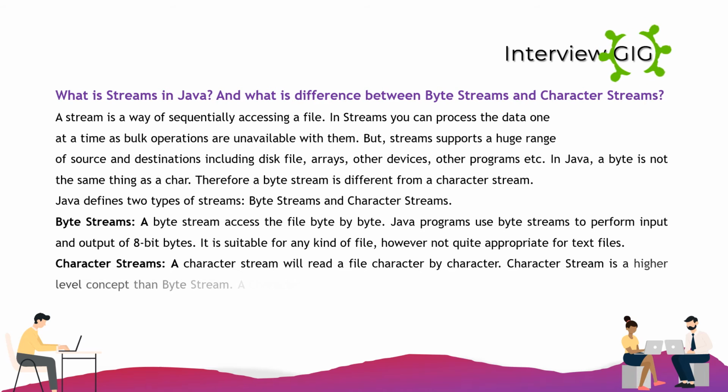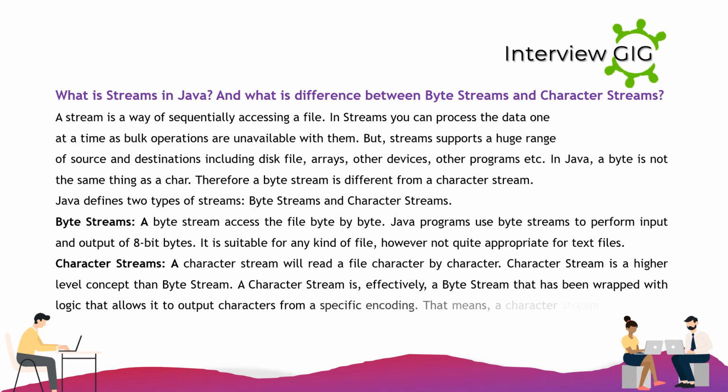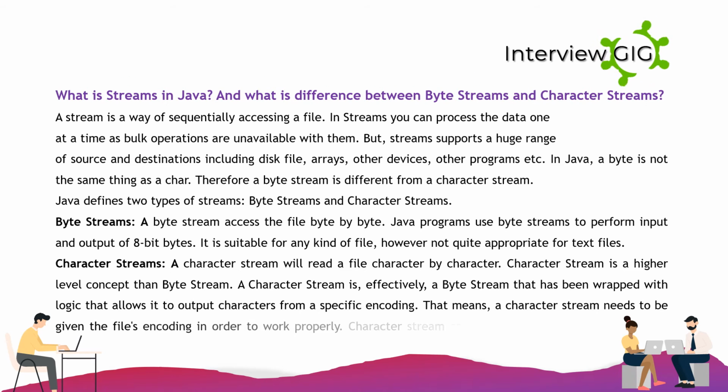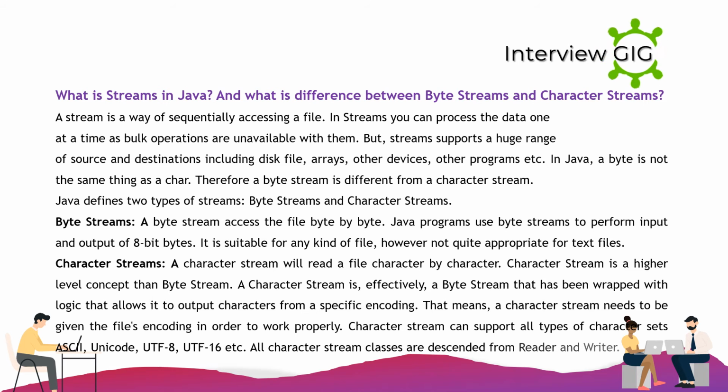Character streams: a character stream will read a file character by character. Character stream is a higher level concept than byte stream. A character stream is, effectively, a byte stream that has been wrapped with logic that allows it to output characters from a specific encoding. That means, a character stream needs to be given the file's encoding in order to work properly. Character stream can support all types of character sets: ASCII, Unicode, UTF-8, UTF-16 etc. All character stream classes are descended from Reader and Writer.